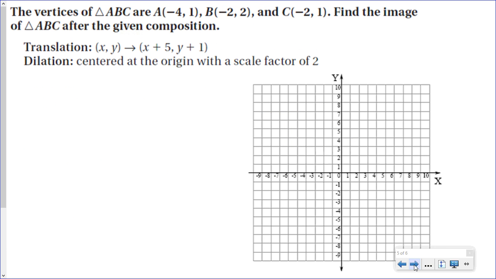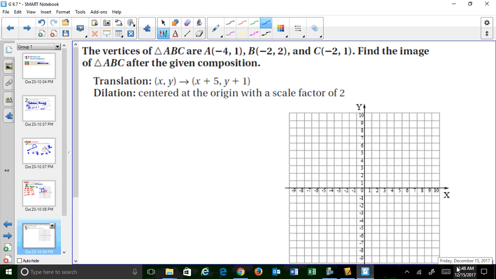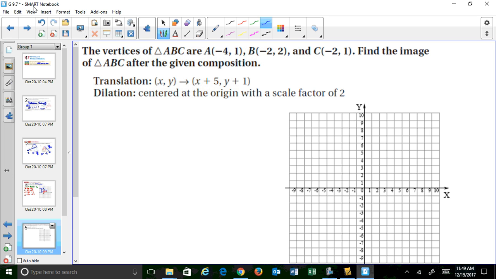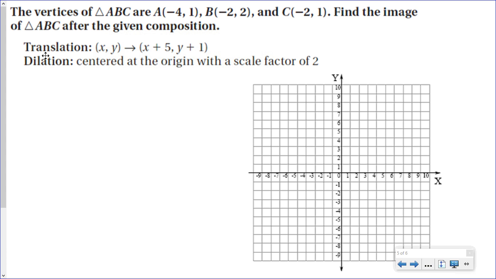And here's the last one of the day. What you want to do is first graph the original, then translate it, and then dilate it. So just have to go in order. Graph the original. All right, so we'll graph the original points, which are at negative 4, 1.